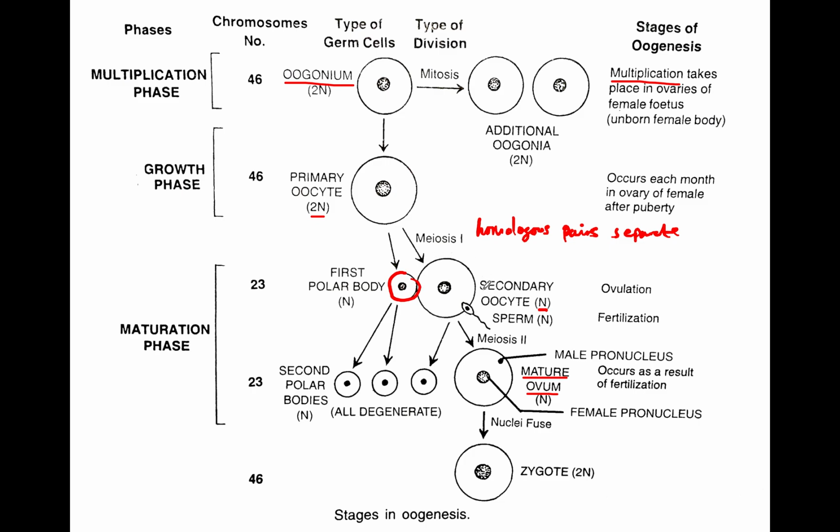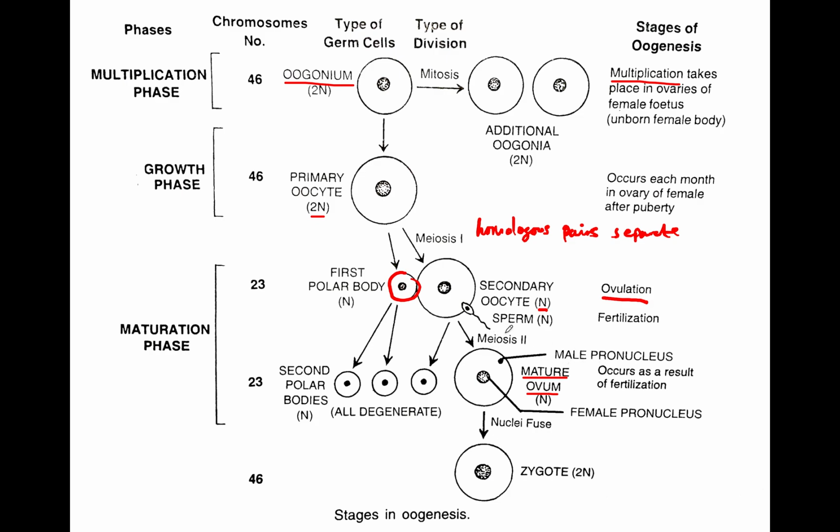At this stage, the secondary oocyte pauses meiosis, just after meiosis 1 is completed. The secondary oocyte is the oocyte that is released during ovulation. Meiosis 2 will only be completed after a sperm fuses with the membrane of the secondary oocyte.